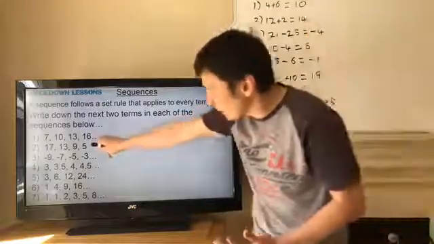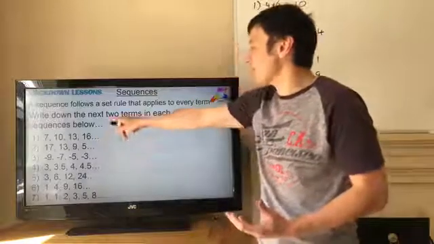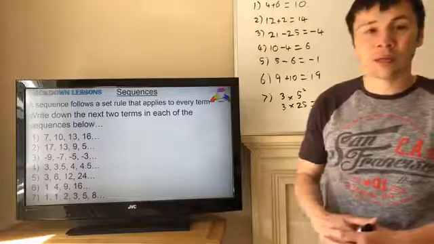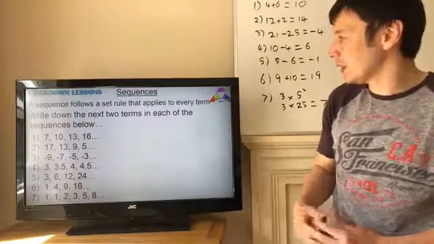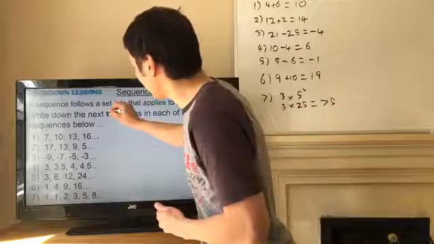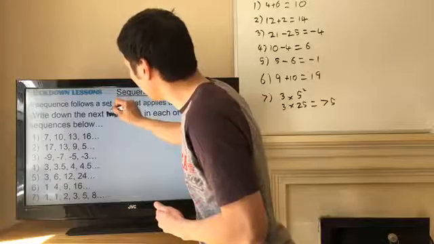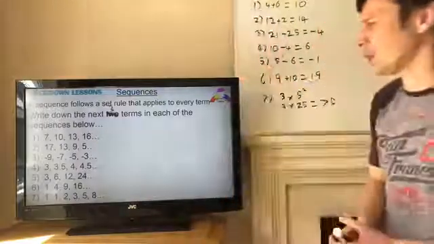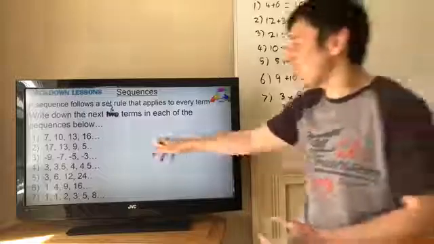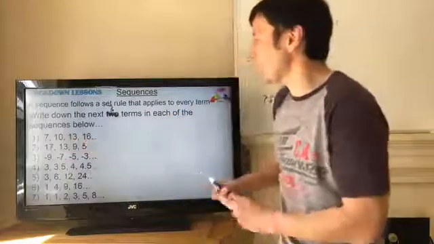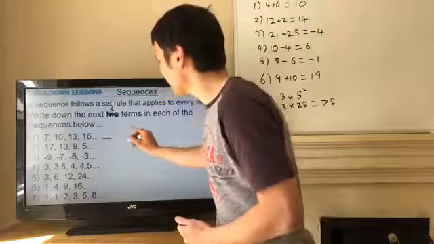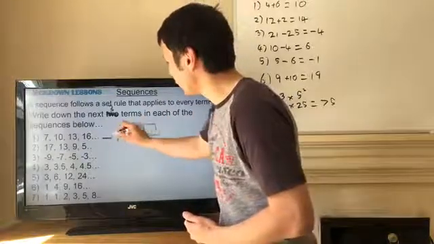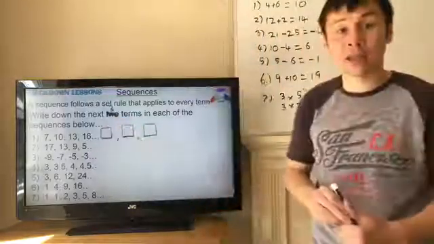So all I want you to do is quite simply look at those sequences and write down the next 2 terms in each of the sequences below. The next 2 terms is all you need. Okay? In fact, we'll go 3 terms because I think I put 3 in the answers. So just write down the next 3. So it goes 7, 10, 13, 16, and then you're doing the next term, and the next term. So that's all you're writing down for that one there.